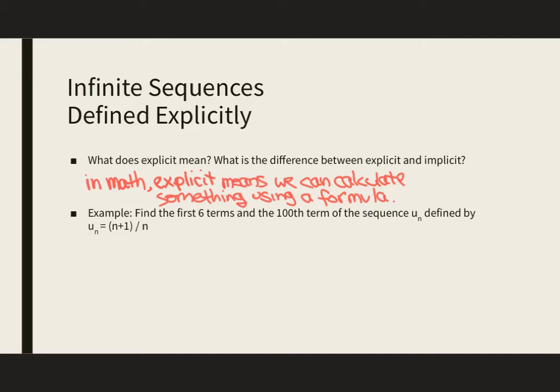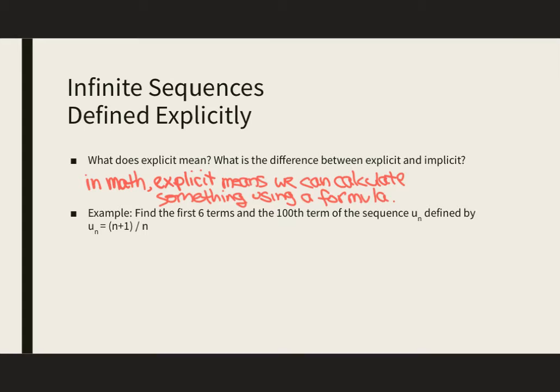Okay, so you should have some space to write this example and work it out with me. The example is this, that we have a formula, u sub n equals (n plus 1) over n. And we could say b sub n or z sub n or m sub n, whatever. But n we use as a subscript because n is the number of the term. And that formula is (n plus 1) over n. So we're going to find the first 6 terms and the 100th term of this sequence.